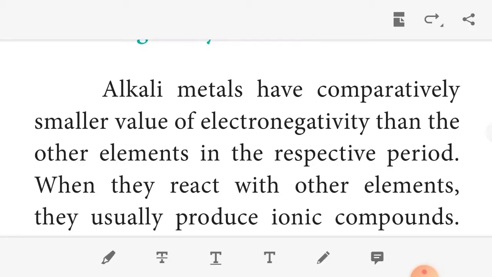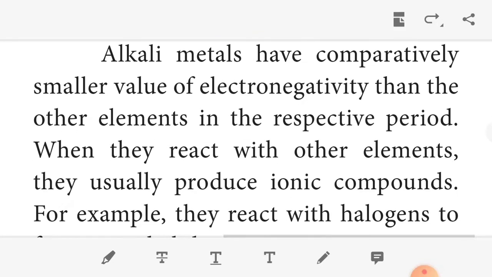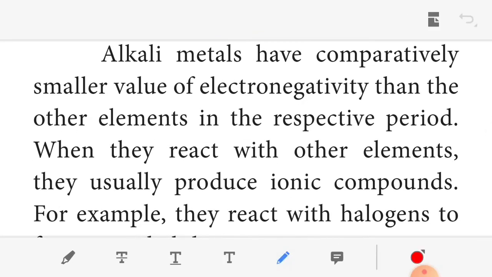So when they react with the other elements, they usually produce ionic compounds. For example, they react with the halogens to form ionic halides. For example, sodium reacts with the halogen. What is a halogen? In the periodic table, the 17th group is called the halogens. The halogens include fluorine, chlorine, bromine, iodine, etc.